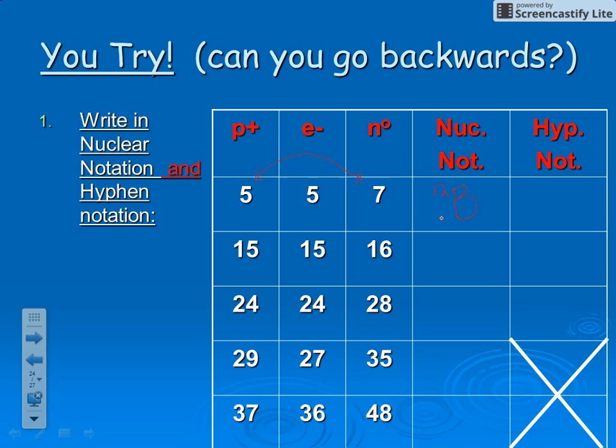The bottom number is always your atomic number, which is your protons. So you put your 5 down here. And since the protons equal the electrons, that means it does not need a charge.